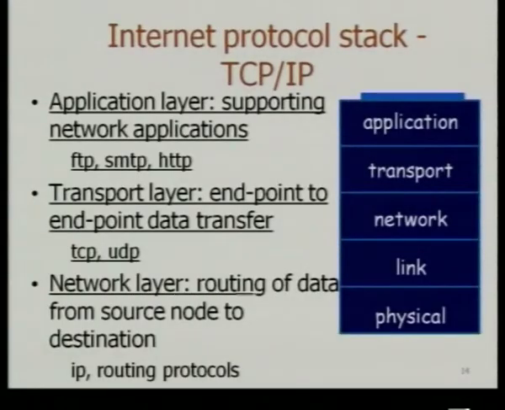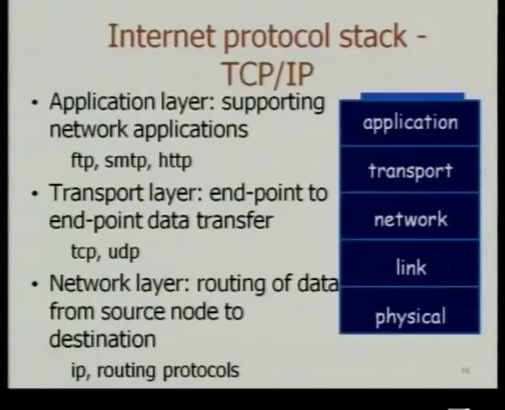The third is the network layer. The network layer basically does routing of data from source node to destination. Now this routing function has to be done at various places, as we saw. It has to be done at the end stations and also at all the routers in between. Now the protocols which are necessary for doing this functionality at this layer are the IP protocol, which does the actual forwarding of packets, and routing protocols which are used to find the route to go from any source to any destination.